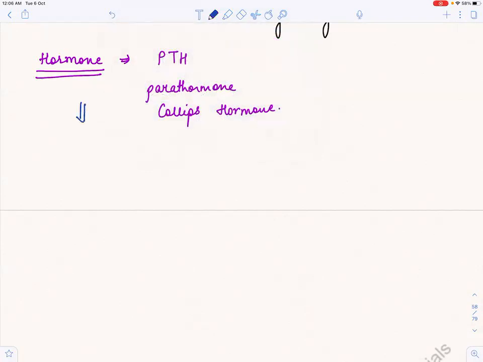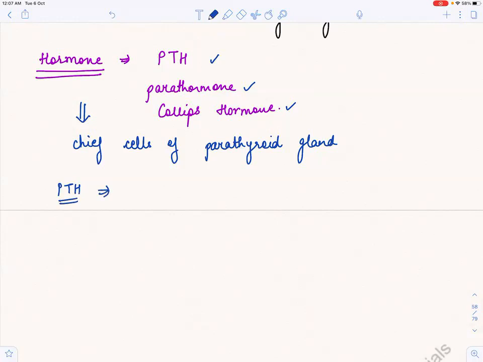This hormone is secreted by the chief cells of the parathyroid gland. There are also another type of cells, oxyphil cells, but the function of oxyphil cells is yet unknown. So the hormone that is secreted is parathormone, PTH, or Collip's hormone. These are all different names. Now if we see something about PTH, it is a peptide hormone made up of 84 amino acids.